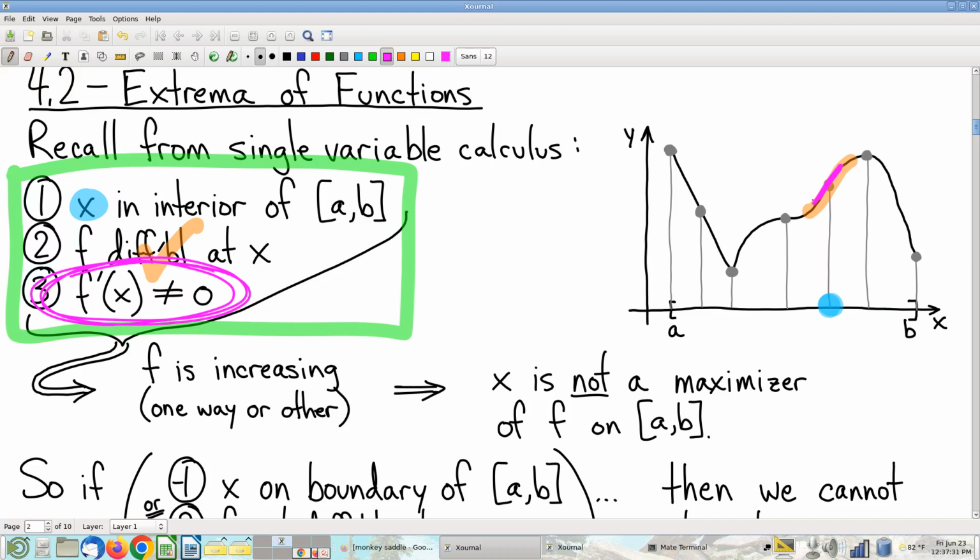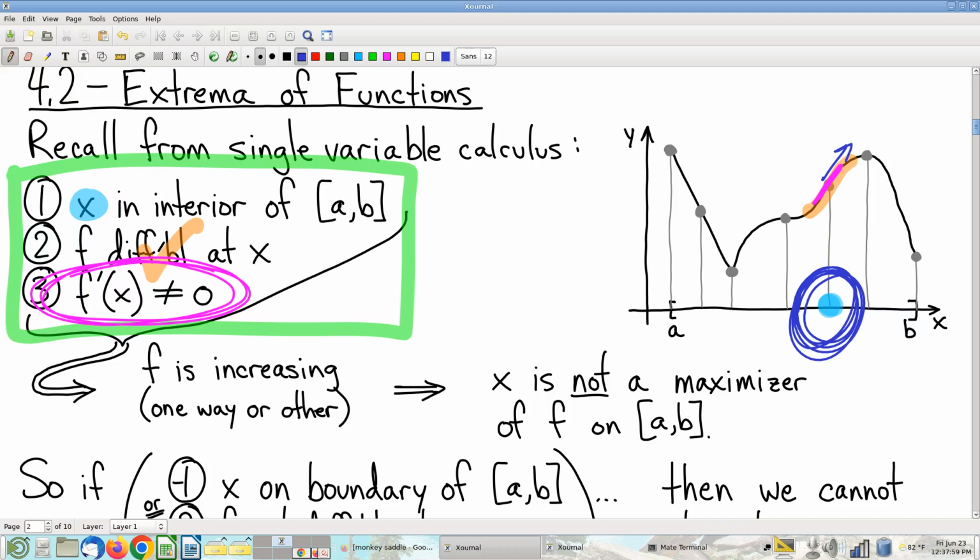There's no way. How could this point conceivably be the maximizer? How could that be the point where f is as big as it could possibly be? Look at this. The function is actively in the process of getting bigger right there. It's currently increasing. If it is still increasing, it's not as big as it could possibly be. That makes sense? Okay.